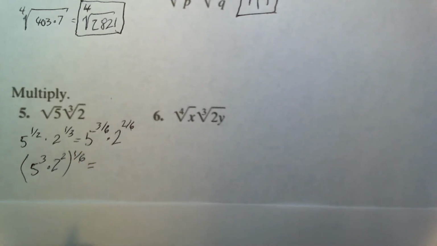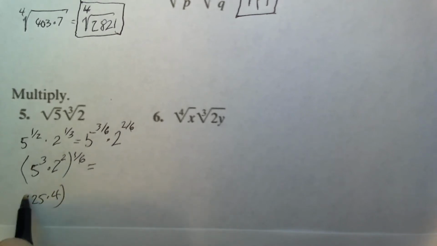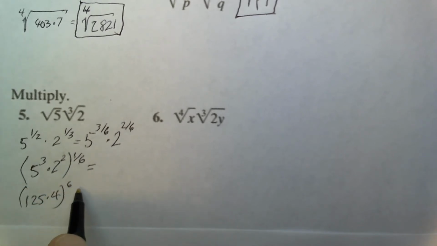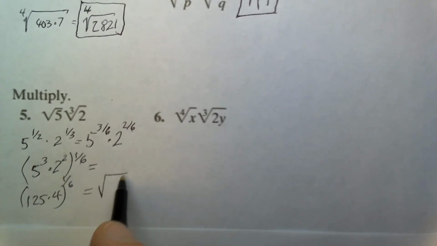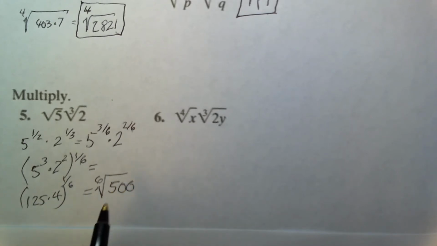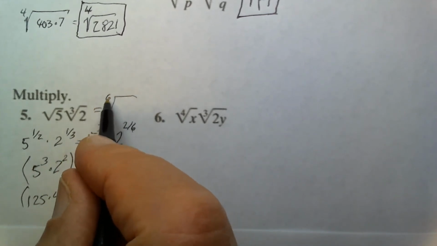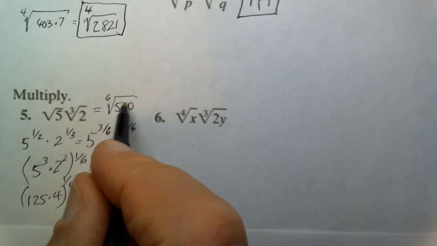And that's equal to 5 to the 3rd is 125, and 2 to the 2nd power is 4, to the 1/6 power. So that means it's a 6th root, and 4 times 125 is 500. So the answer here is the 6th root of 500.